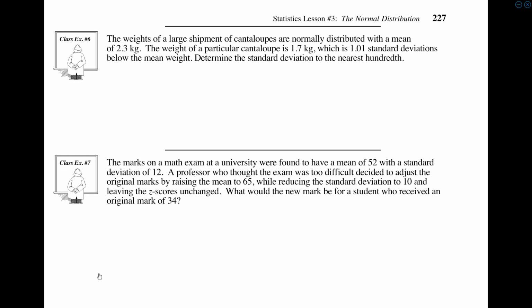How about this? A large shipment of cantaloupes has a mean cantaloupe weight of 2.3. So that's mu. The weight of a particular cantaloupe is 1.7, and that is 1.01 standard deviations below the mean. Oh, interesting. So we don't know the standard deviation, but we know the Z-score. What's the Z-score? Positive or negative? Negative, below the mean.